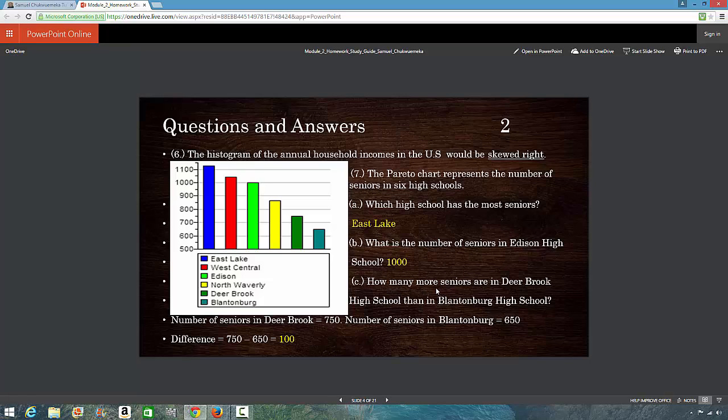Then it says how many more seniors are in Deerbrook High School than in Blantonburg High School. So we have to find how many. Deerbrook is the green. That is 750, and then Blantonburg is this color. I don't know the color, but it's 650. So you do 750 minus 650. Gives you 100. Okay? Any question?